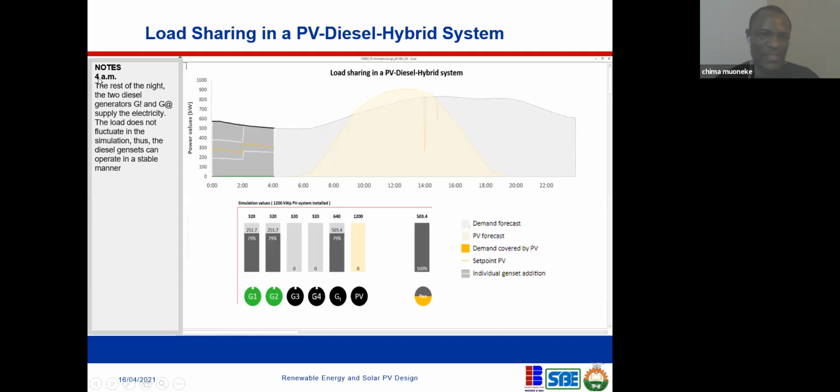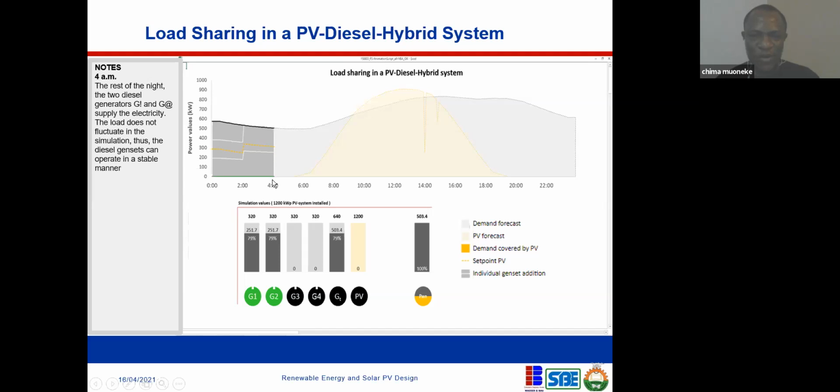So now this is 4 a.m. Now the rest of the night, the two generators, I think there is a slight misinterpretation here. I think it's from Zoom also. So the 2 generators supply the electricity. That is generator 1 and 2. Now the load does not fluctuate in this simulation. Thus, the diesel gen sets can operate in a stable manner.